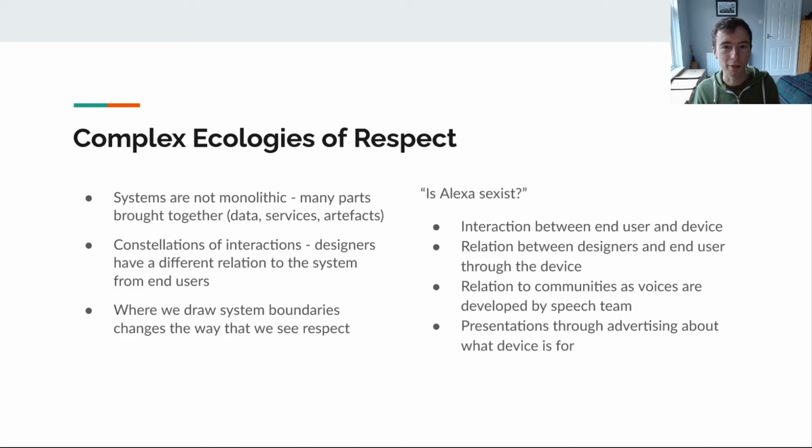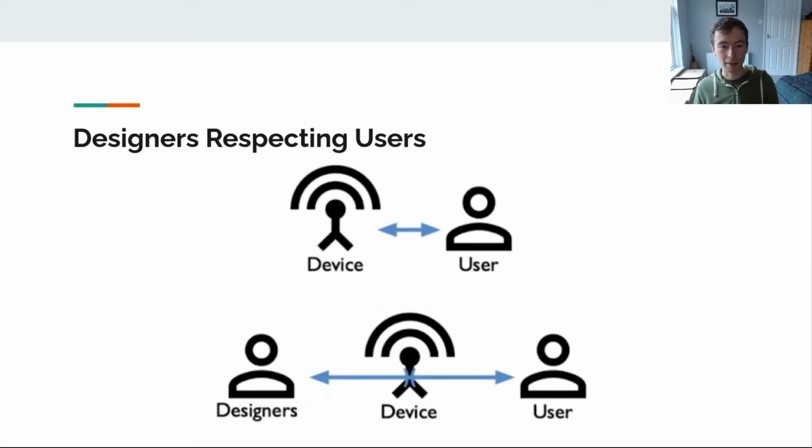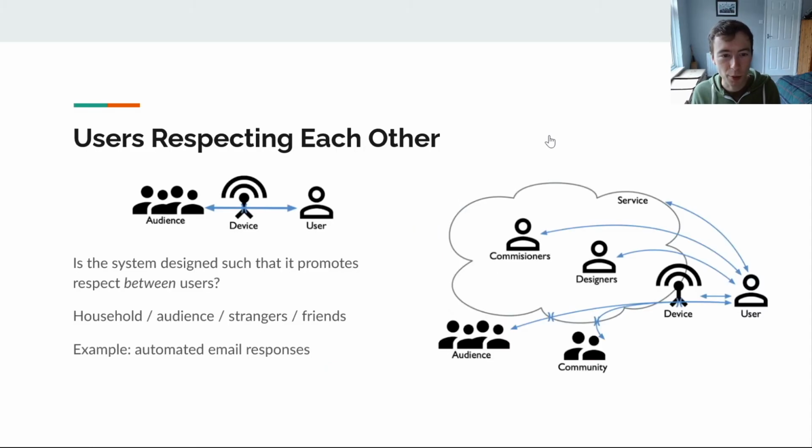The development of Alexa's voice and conversation routines are closely bound with the communities who share the characteristics that Alexa is performing, and also the way that Amazon presents Alexa as a device for the home, as an assistant, and the way that it interacts with existing roles, perceptions, and biases in society. So we can think about the way that devices respect users, and potentially users show respect, deference to devices, as well as how designers communicate that respect to users via devices. But also the way that devices allow users to show respect or not to each other.